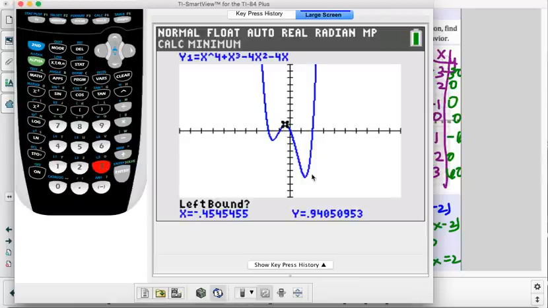We're currently here, so we're to the left of this minimum, so we can hit enter. Then we're going to move all the way to the right. Hit enter. Yeah, you can see I went off the grid, which is fine. And then enter one more time. And my minimum is when x is 1.326 and my y value goes to negative 6.914.